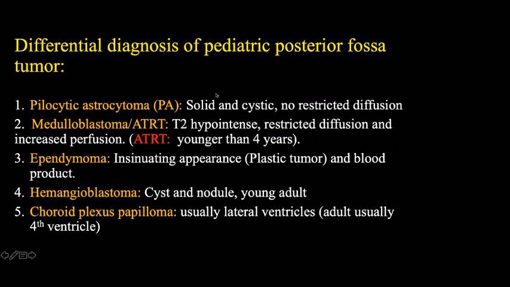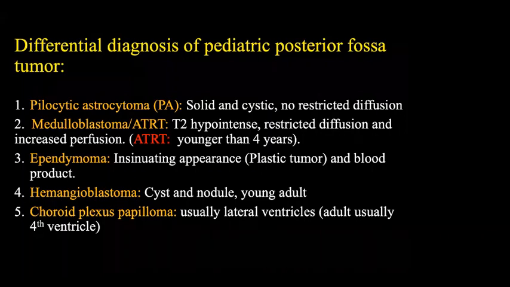And again, because it's packed cells, it's hypointense on T2, hyperdense on the CT, with restricted diffusion. And if you have any sort of perfusion images, then it can look as increased perfusion. On the other hand, you have ependymoma, which is more of a plastic tumor or insinuating tumor that goes through the foramen of Magendie or Luschka, and it's more heterogeneous with blood products and calcifications.